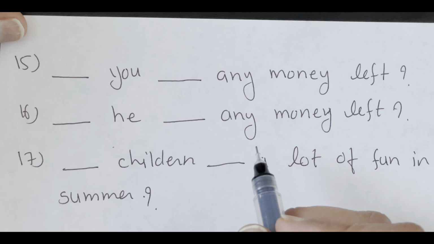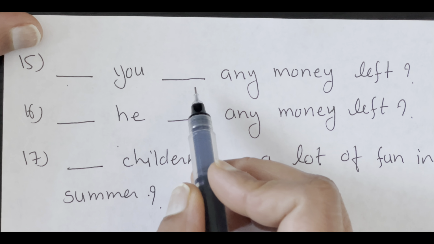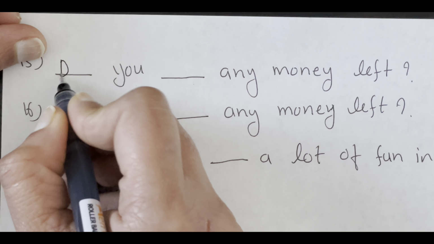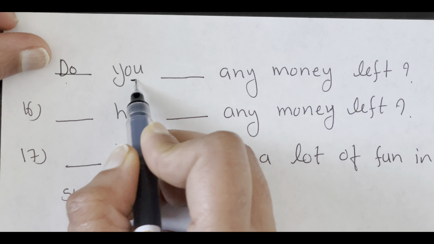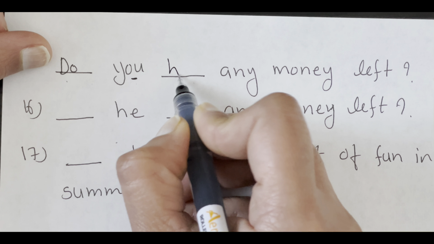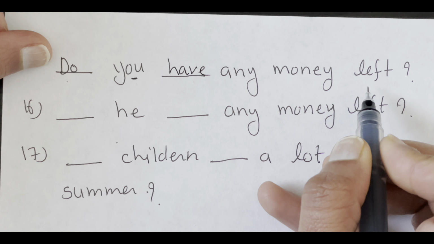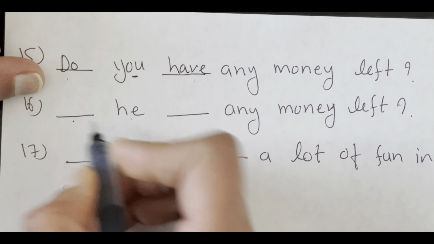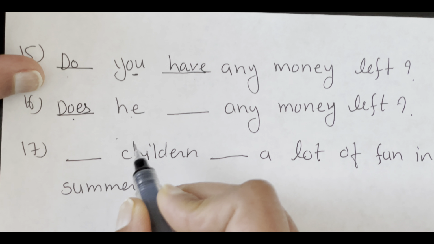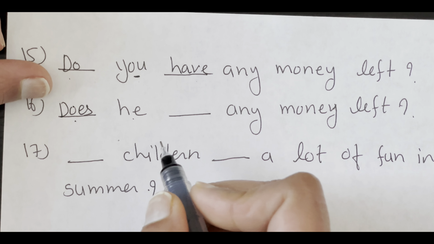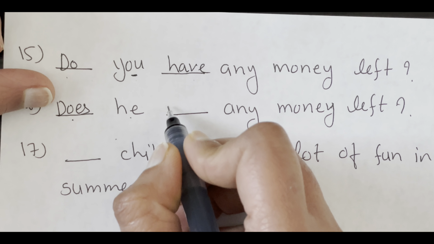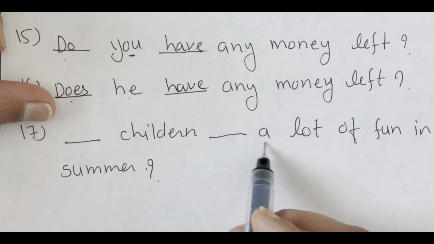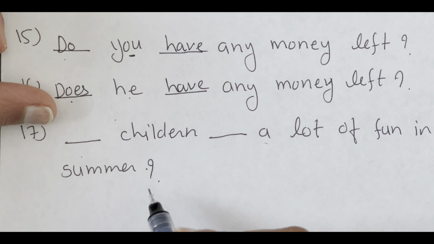Let's see the question form of these verbs. How will you use them in a question sentence? Okay, blank you blank any money left. So do, we use do because the subject is you. Do you have any money left? Blank he blank any money left. We will use does, because with he, she, it or any singular noun we will use does with have.